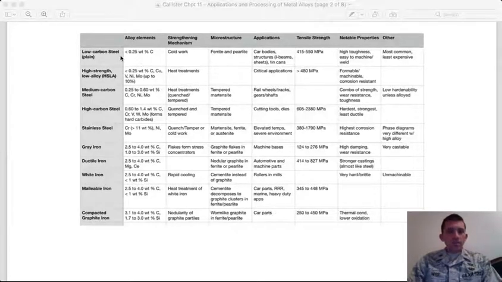And you'll notice here that for low carbon plain steel, the strengthening mechanism is cold work. If we remember back to our transformation diagrams, you had to quench plain, low carbon steel very quickly to form martensite, maybe in a second or so. Practically, it's very difficult to quench the material that quickly, and we'll talk about this later in these notes.